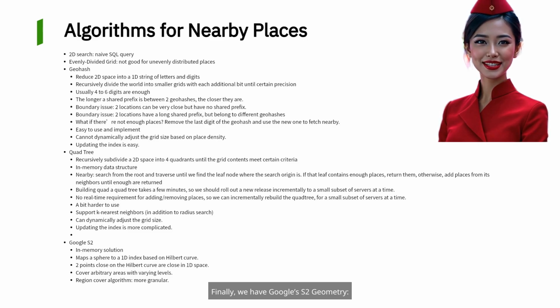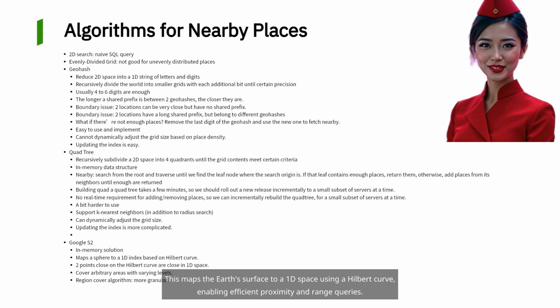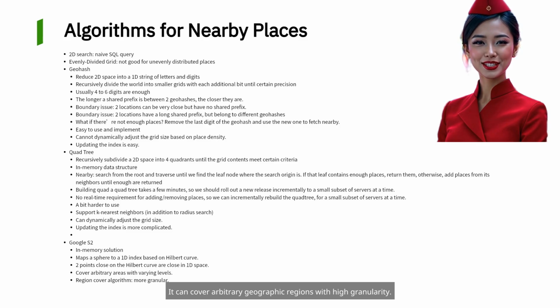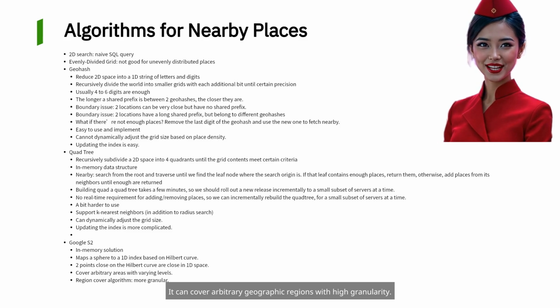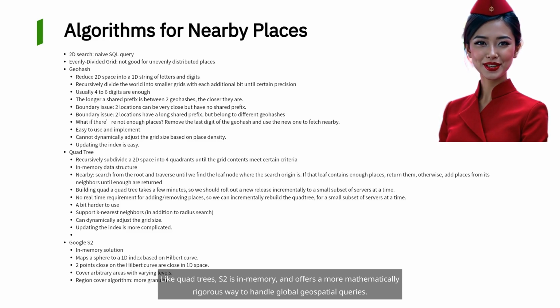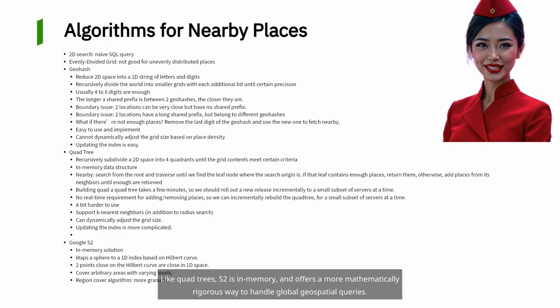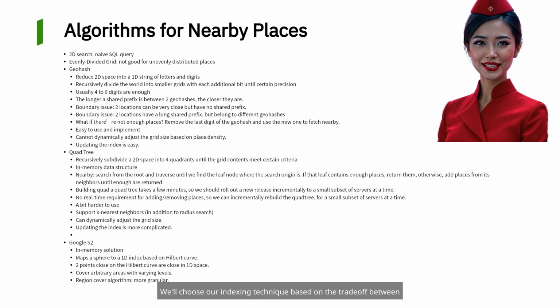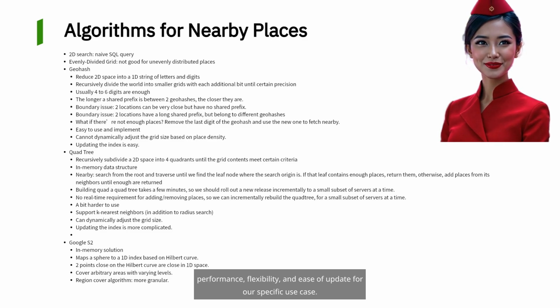Finally, we have Google's S2 geometry. This maps the Earth's surface to a 1D space using a Hilbert curve, enabling efficient proximity and range queries. It can cover arbitrary geographic regions with high granularity. The region cover algorithm enables flexible and precise control over the search space. Like quad trees, S2 is in memory and offers a more mathematically rigorous way to handle global geospatial queries. We'll choose our indexing technique based on the trade-off between performance, flexibility, and ease of update for our specific use case.